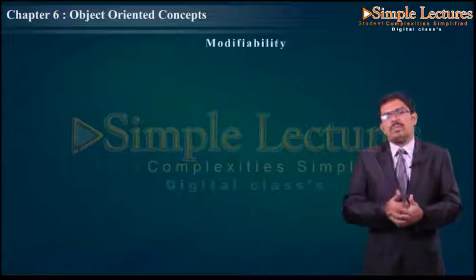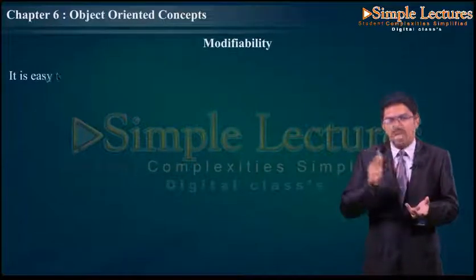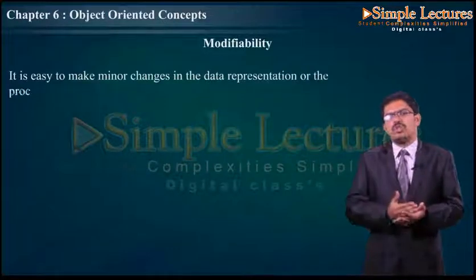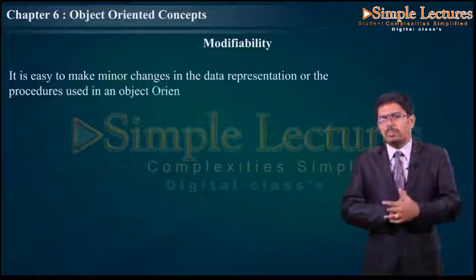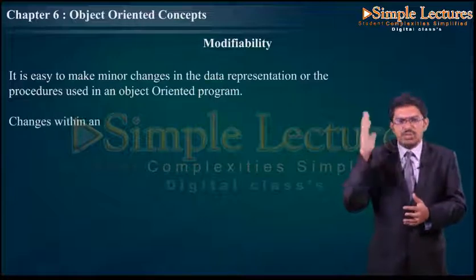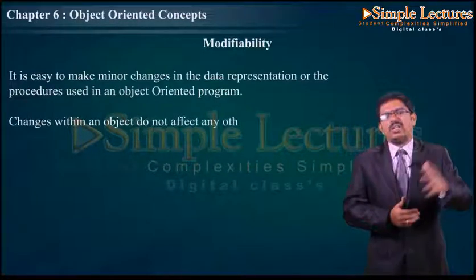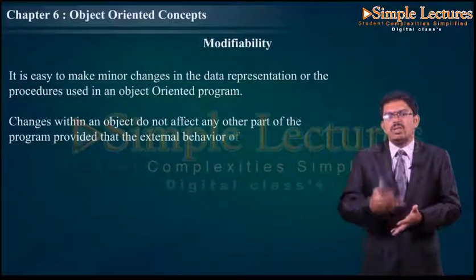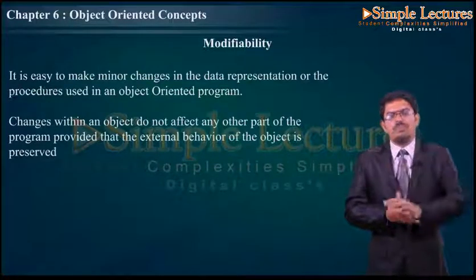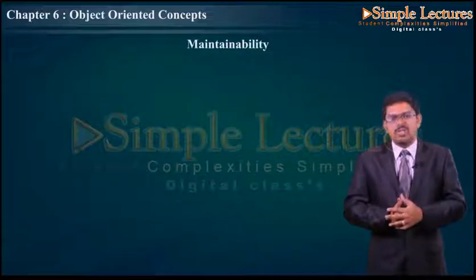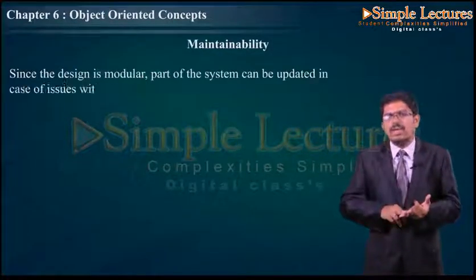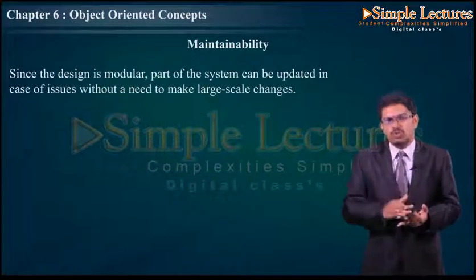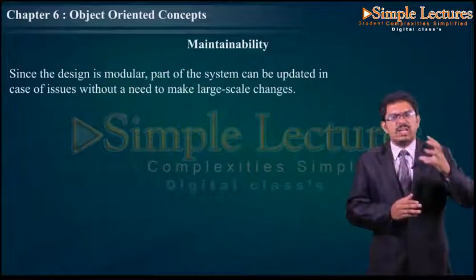Modifiability. It is easy to make minor changes in the data representation or the procedures used in the object-oriented program. Changes within an object do not affect any other part of the program, which is provided by external behavior of the object. Maintainability. Since the design is modular, a part of the system can be updated in case of issues without a need to make large-scale changes.